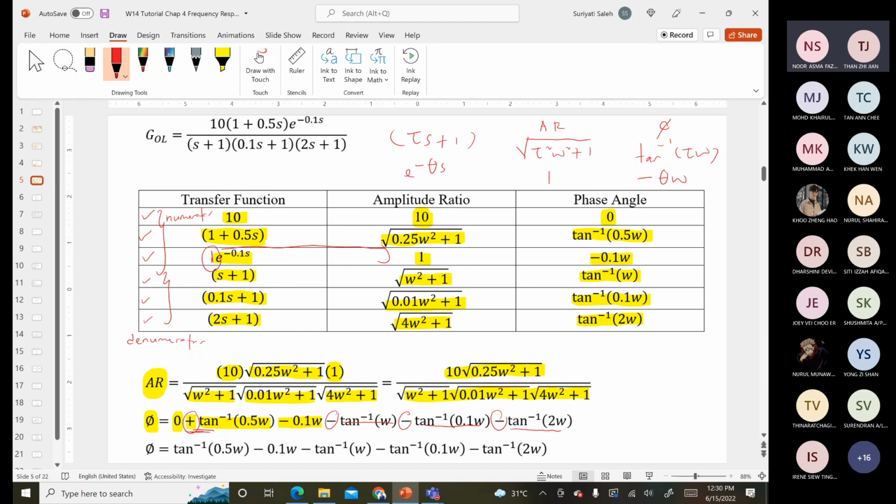So for this part, when we rearrange the angle, it becomes inverse tangent 0.5 W minus 0.1 W minus inverse tangent W minus inverse tangent 0.1 W and minus inverse tangent 2 W. So this represents the expression for amplitude ratio and the angle. So I open to any question that you may have.